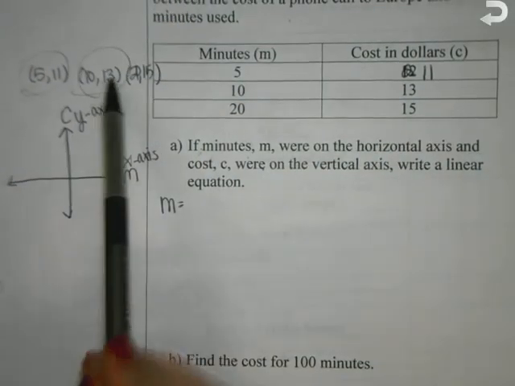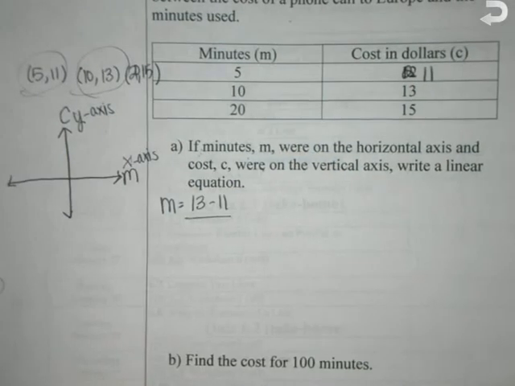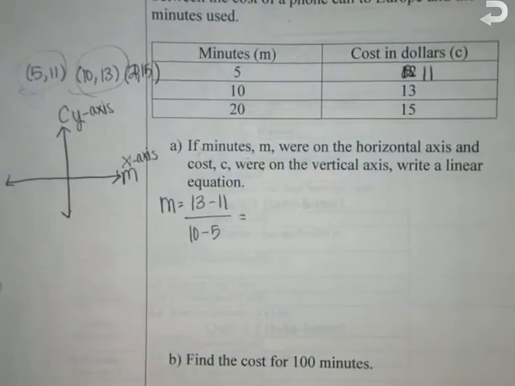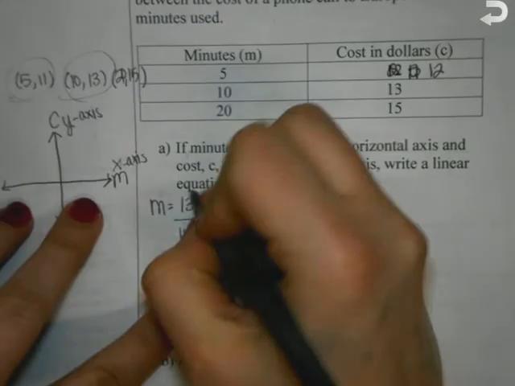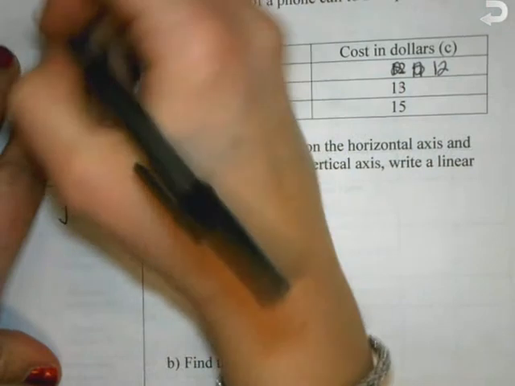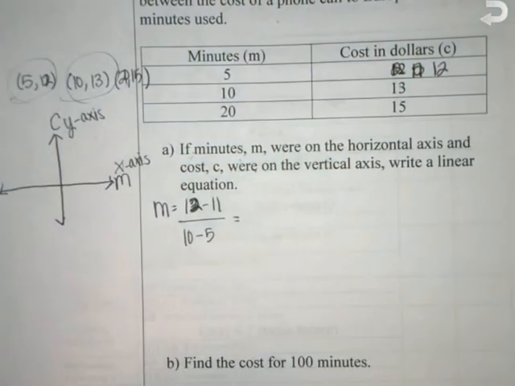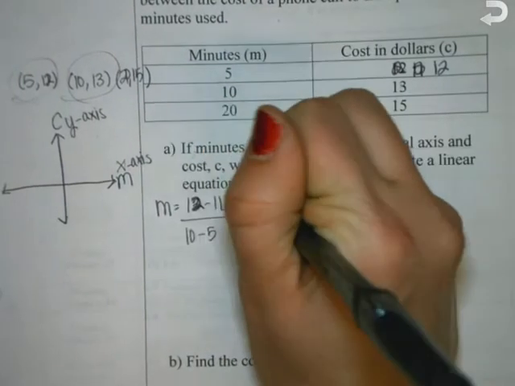10 minus 5. Good job, Ashley. 10 minus 5. It's 2 over 5. Oh my. It's all good. Okay, 12 minus 11 gives me 1 over 5. Don't worry about it because it's going to cancel out. This is my slope.